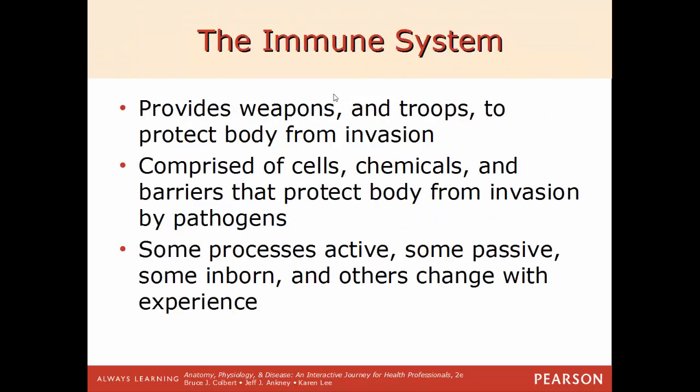Right, now move on to the immune system. These will provide weapons and troops to protect the body from invasion. So it is comprised of a variety of cells and chemicals and barriers that protect the body from invasion by pathogens. A pathogen can't make you sick unless it's able to get inside your body. Now, some processes are very active, some processes are passive, some are ones you are born with, and some you develop through change over time.